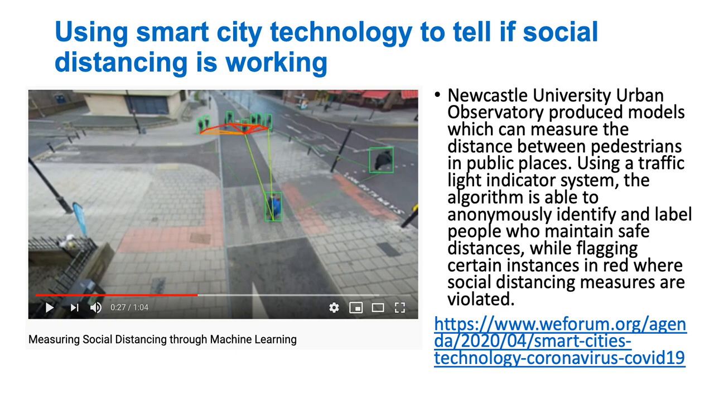Basically, the article says that Newcastle University Urban Observatory have produced models which can measure the distance between pedestrians in public places. Using a traffic light indicator system, the algorithm is able to anonymously identify and label people who maintain safe distances, while flagging certain instances in red where social distancing measures are violated.